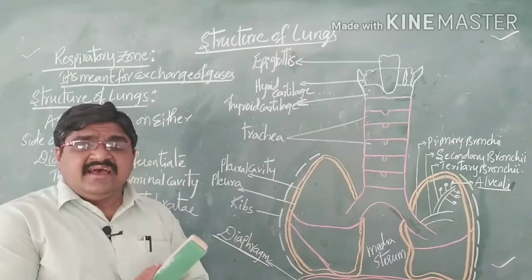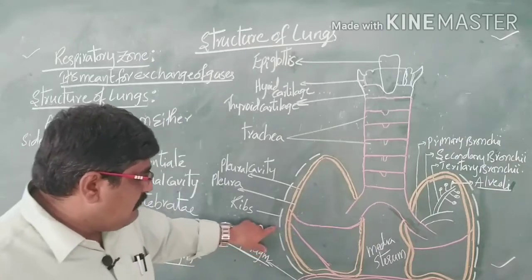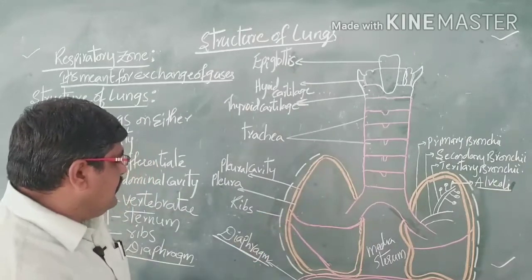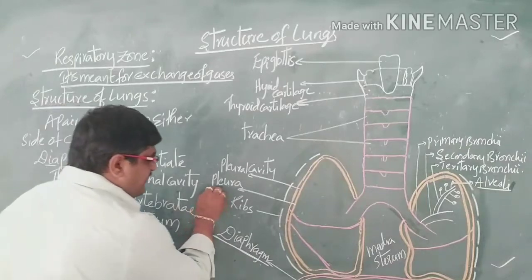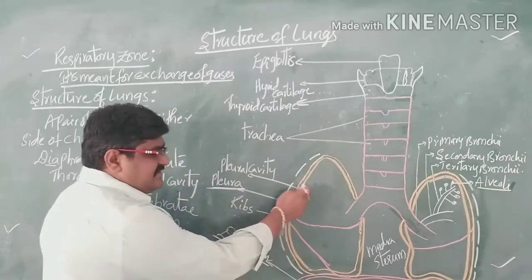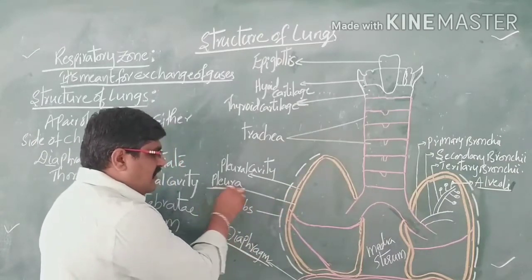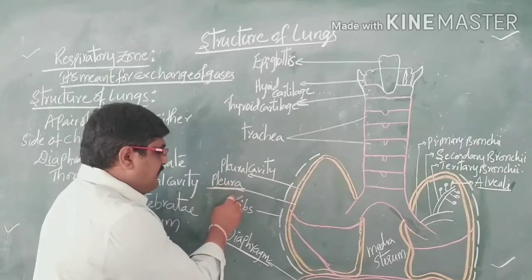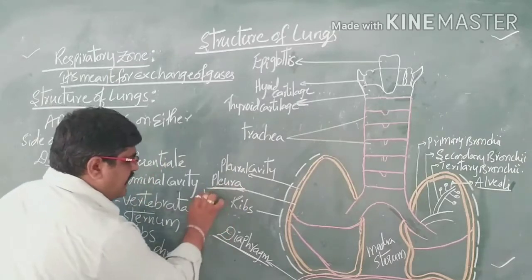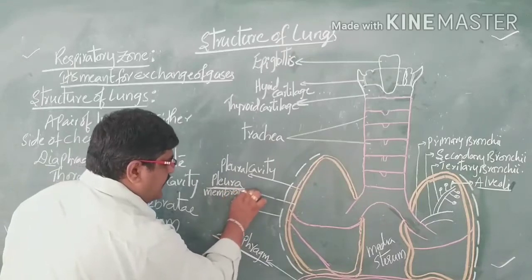And also, the lungs are surrounded by a double membrane wall. That double membrane wall is called the pleural membrane.